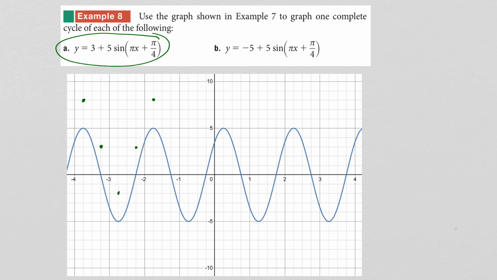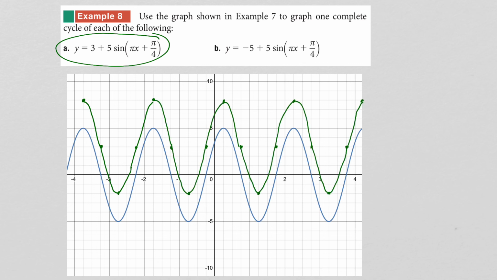And now all we have to do is sketch through those points. And then we can do that for the entire rest of the graph. And this is what it looks like. And so this graph here is y equals 3 plus 5 times the sine of pi x plus pi over 4.